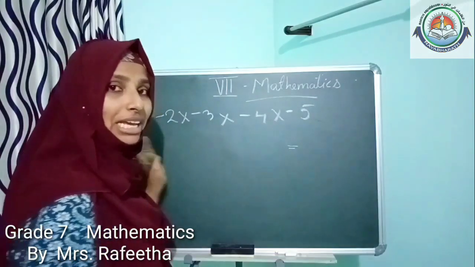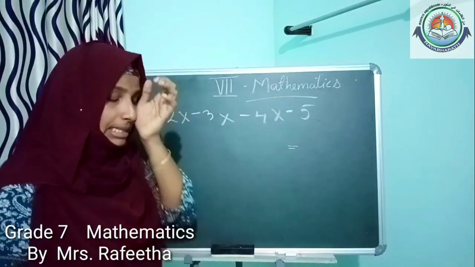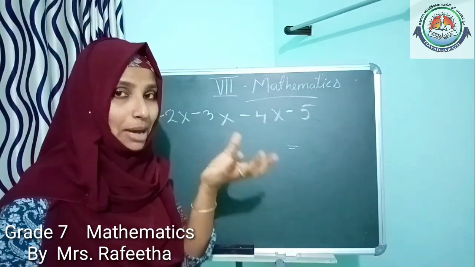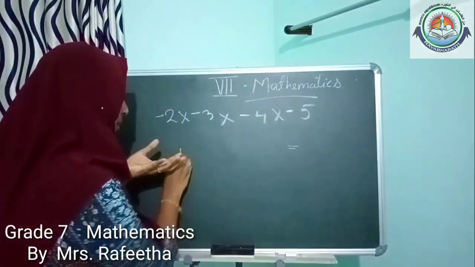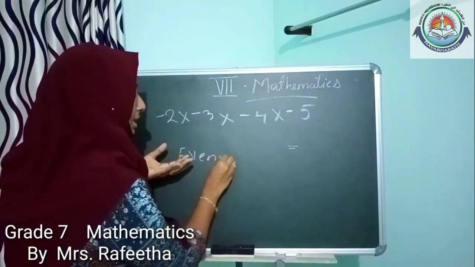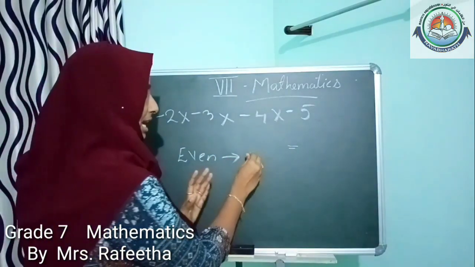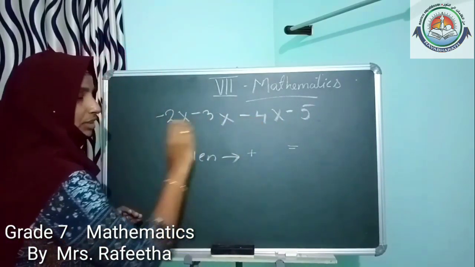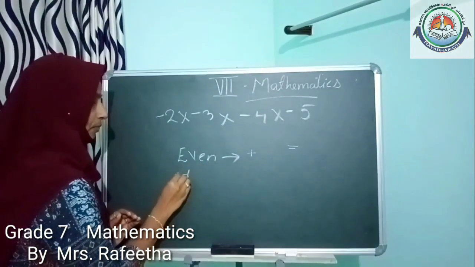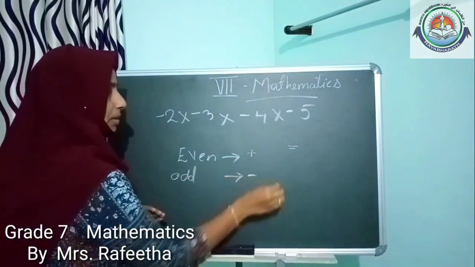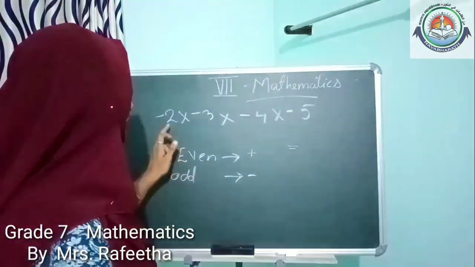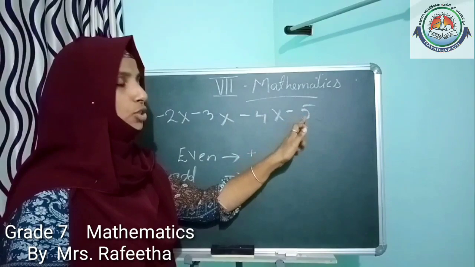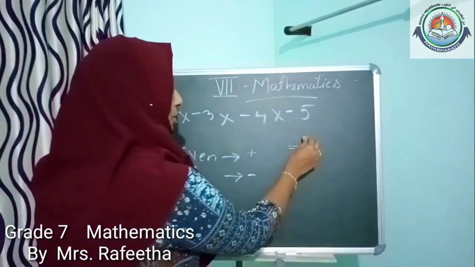Since 4 is an even number, we said in the last class that if the number of negative numbers is even, the final product sign will be positive. If the number of negative numbers is odd, then it will be a negative result. So here how many negative numbers are there? 4. 1, 2, 3, 4. So what will be the sign of the answer? The sign will be positive.